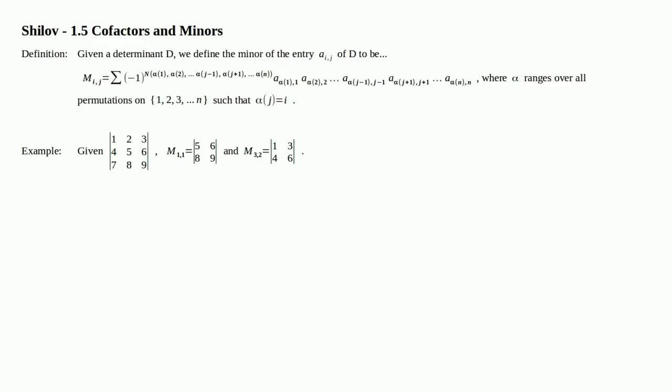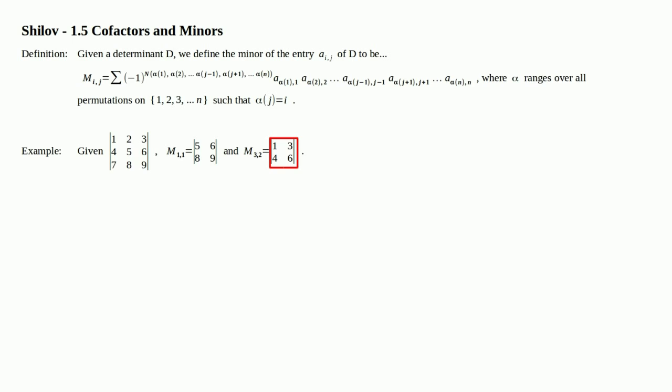Here's an example. Given the determinant 1, 2, 3, 4, 5, 6, 7, 8, 9, the minor m sub 1,1 is the determinant 5, 6, 8, 9, and the minor m sub 3,2 is the determinant 1, 3, 4, 6. Here's how we get them. Take, for example, m sub 1,1. We get that by crossing off the first row and the first column, and the result is the rest of the determinant that wasn't crossed off. That's the new determinant, the minor m11.